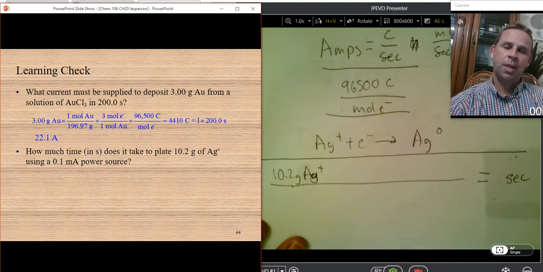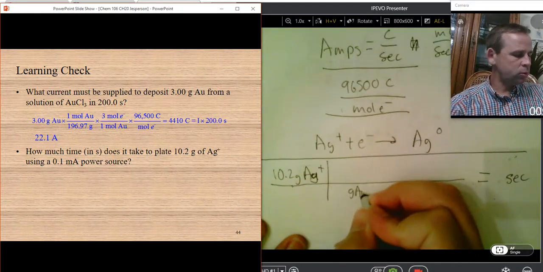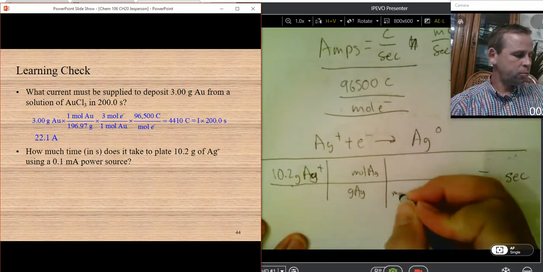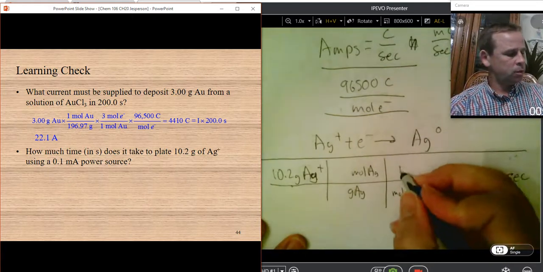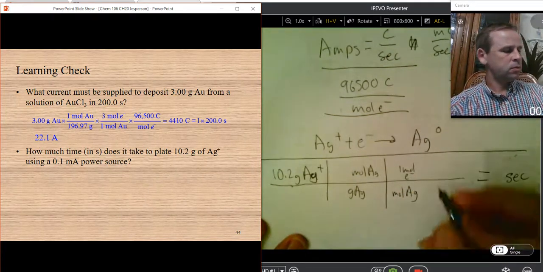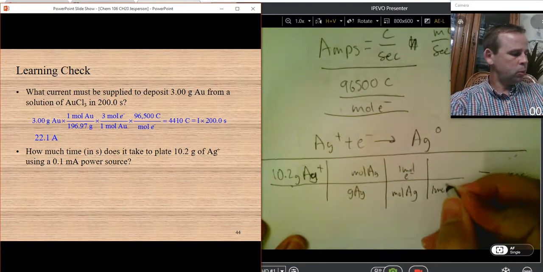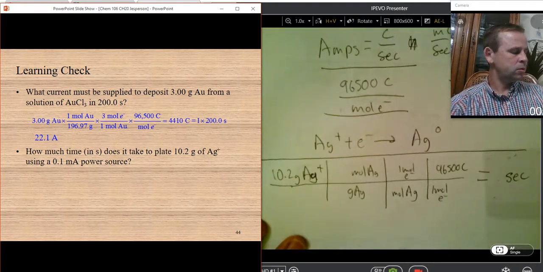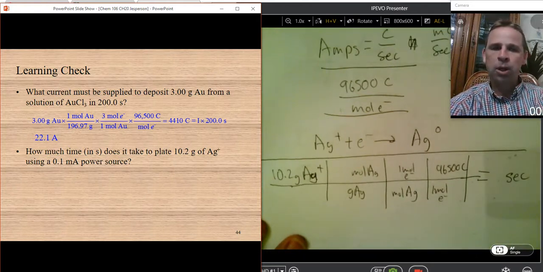So 10 grams of silver, we can go grams of silver to moles of silver, and for every mole of silver, that's 1 mole of electrons. All right, and I know that 1 mole of electrons is 96,500 coulombs, and they told us that we're going to have 0.1 milliamps.